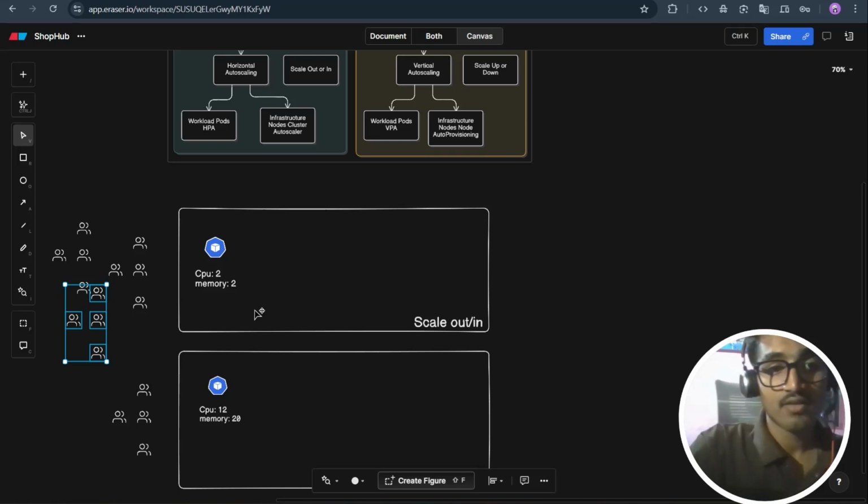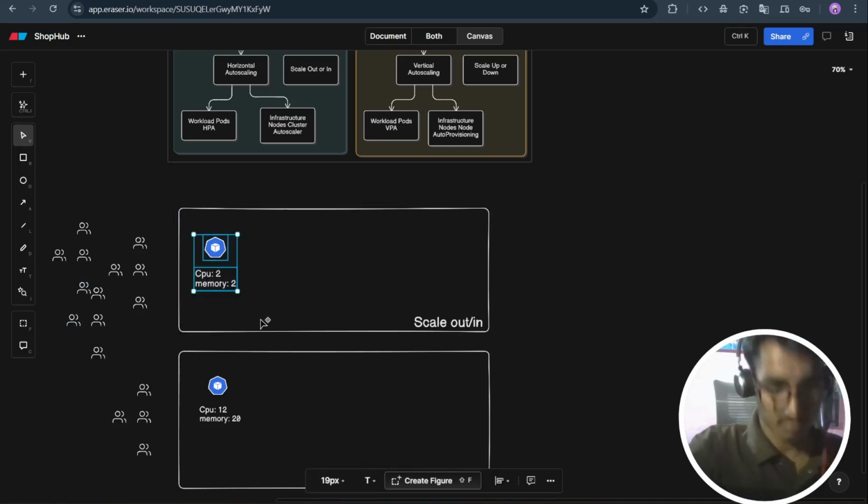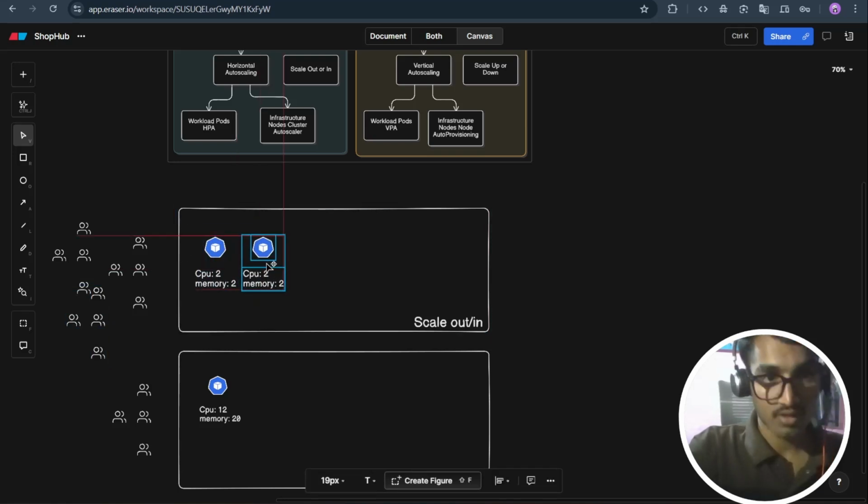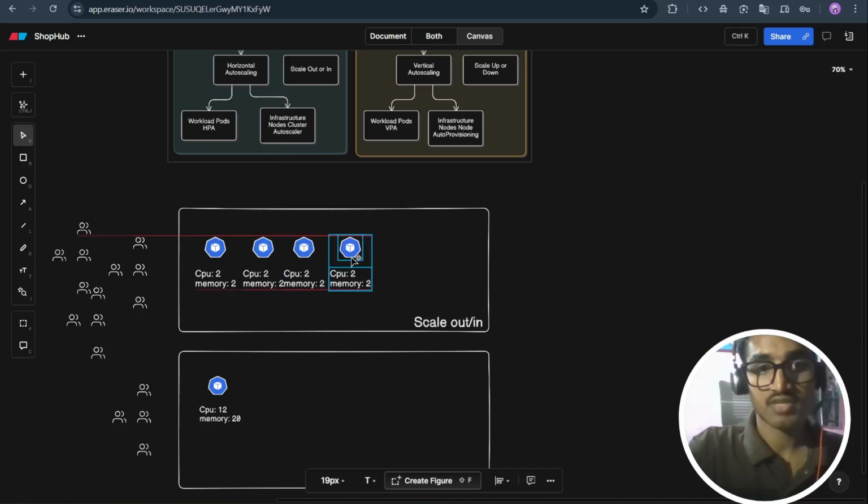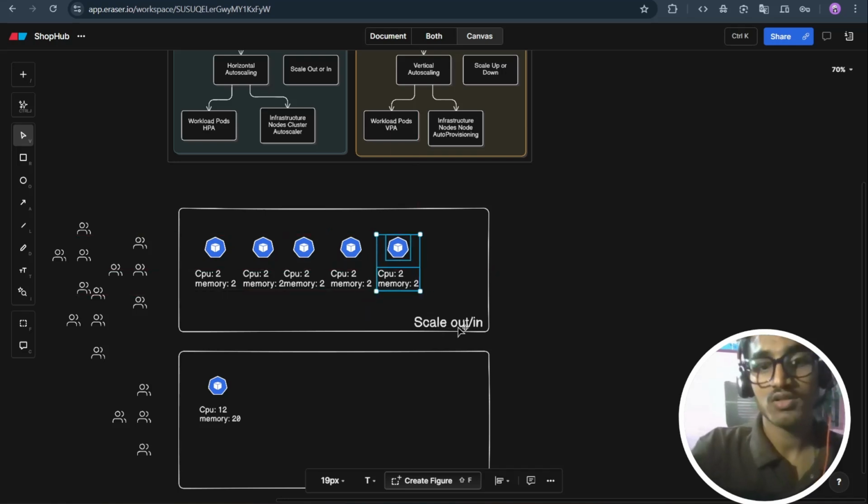So for that, we increase the number of pods in a horizontal way in HPA. You have the same CPU and memory size for each pod, but you are increasing the number of pods. This is called scale out, because we are increasing the number of pods in a horizontal way.